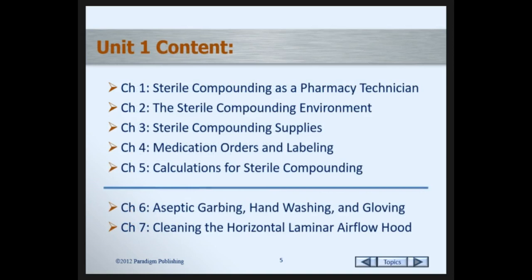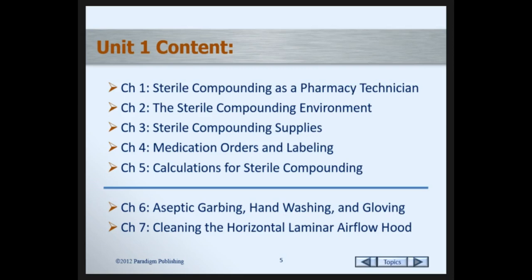So Unit 1 covers Chapter 1, Sterile Compounding as a Pharmacy Technician, Chapter 2, Sterile Compounding Environment, and Chapter 3, Sterile Compounding Supplies. Now, those 3 chapters are also the first lab. So part of that lab, you will have pre-lab work. In addition to all of those dates that are already scheduled, you're going to have some online stuff that you're going to need to do before you actually come to lab on Monday, August 15th. That will be in the other course. That'll be available in a few days.